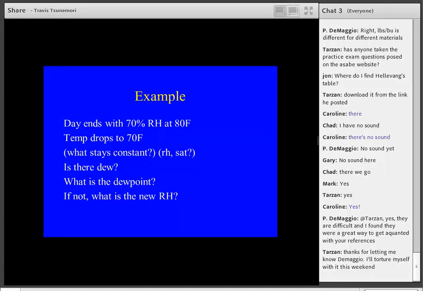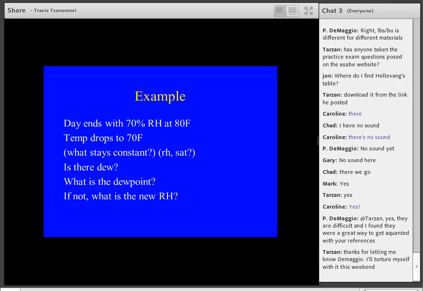So let's do an example. A day ends, it is 70% relative humidity, and it's 80 degrees Fahrenheit. So it's sort of a warm day. It's moderately humid, not super humid. But now the temperature drops to 70 degrees Fahrenheit. So first question is, what stays constant? Probably not the relative humidity, definitely not the temperature.